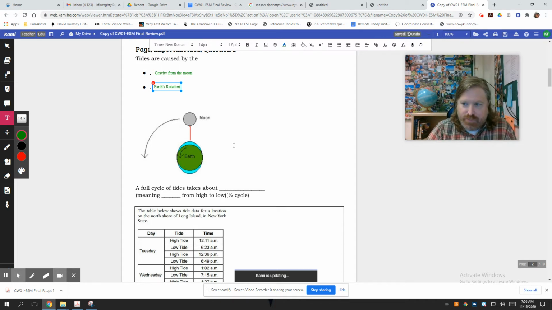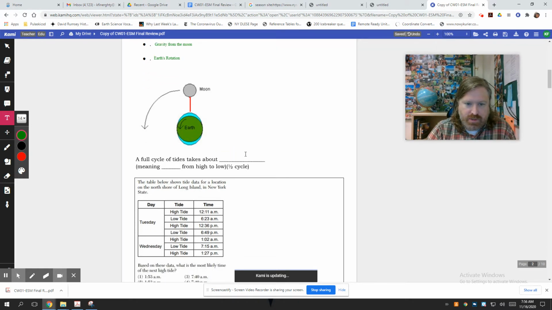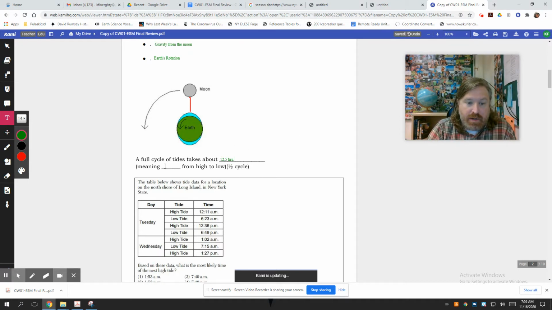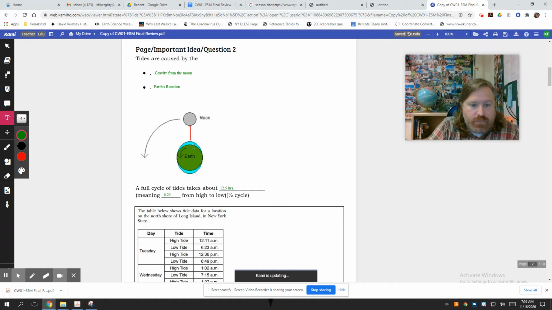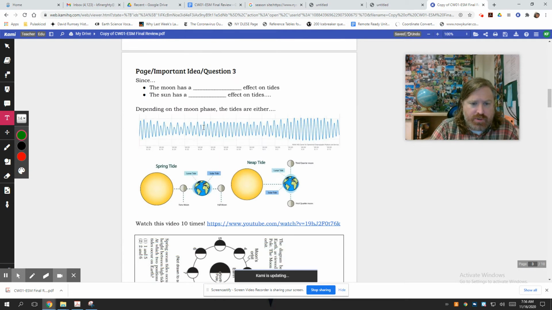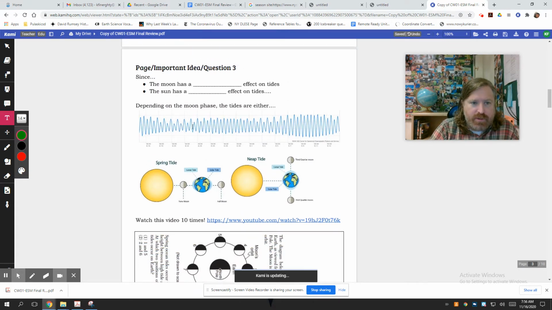Now, since everything else is moving at the same time, it takes ballpark 12.5 hours, a little bit less maybe. Meaning just to go from high to low is about 6.25 hours, like a half a cycle, right? So yeah, about 12 hours and 20 minutes maybe is usually what they are, but it can vary with spring, neap, shape of your coastline, all kinds of things can lead to changes there. So there you go. There's number 2. Try question 2. Throw it in the Google form.